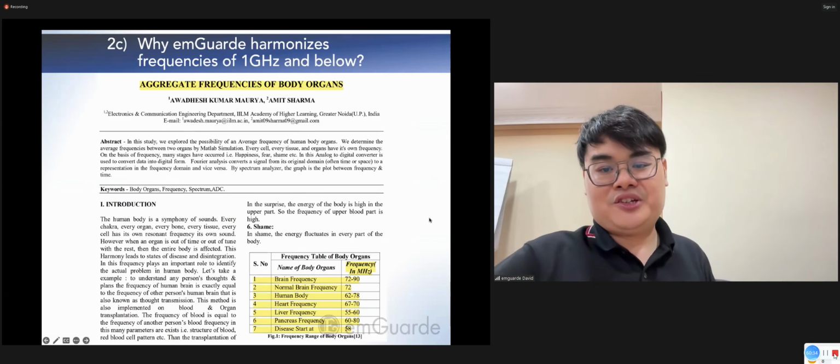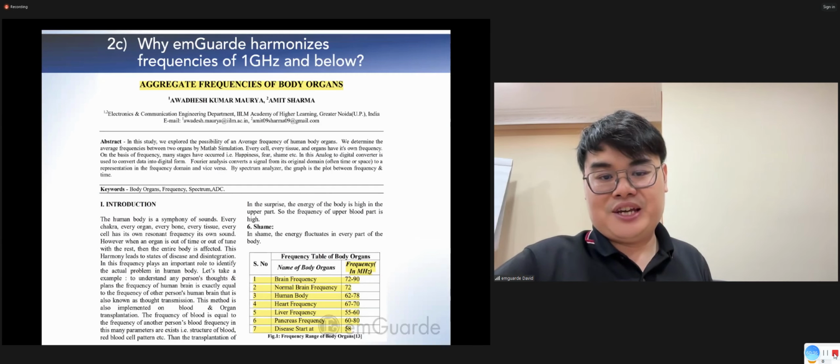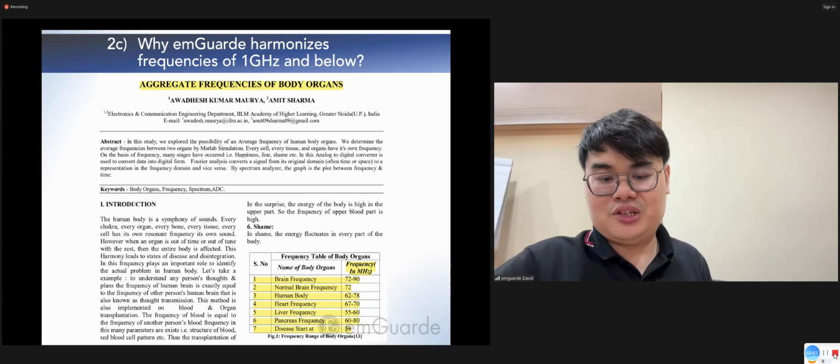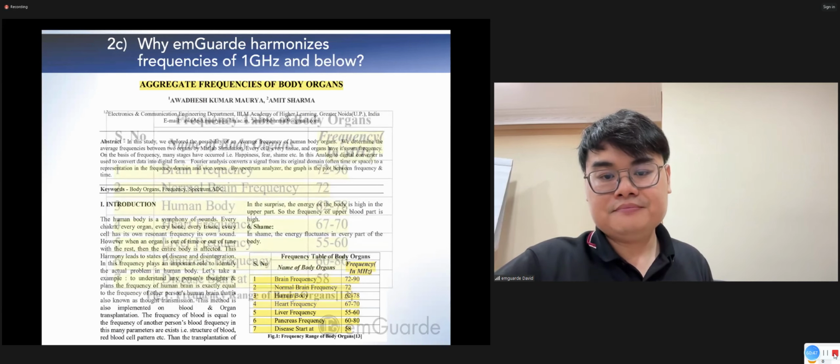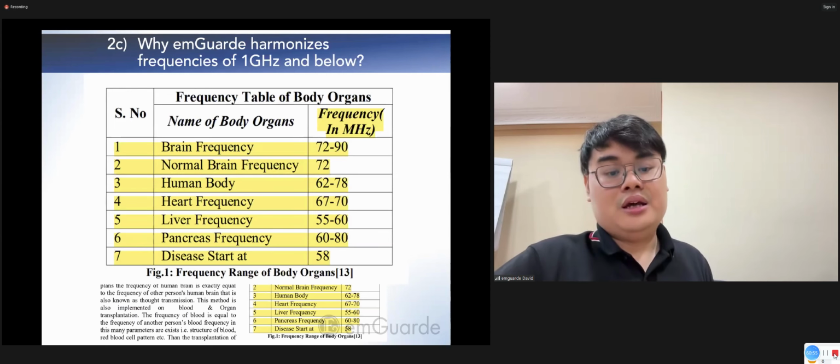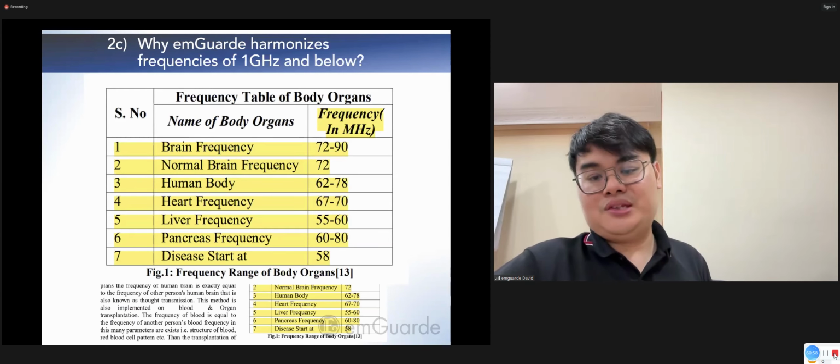The next research article, by an Indian professor and engineer, talks about the aggregate frequencies of body organs. I want you to stay focused on this chart. This chart is very important. Okay, just go on the chart. Now take a look here. The aggregate brain frequency is operating at between 72 to 90 megahertz. Now the human body operates at between 62 to 78.